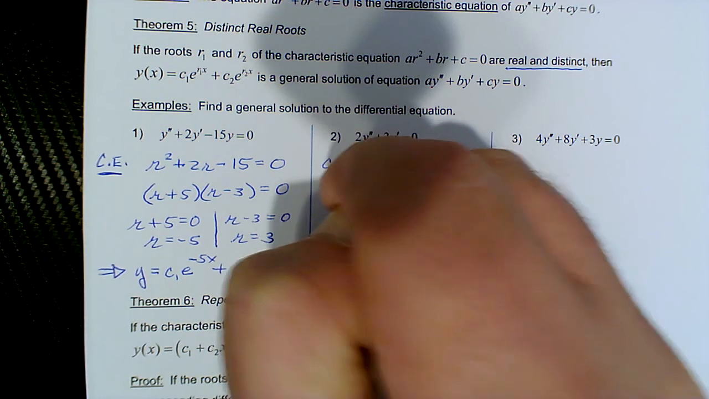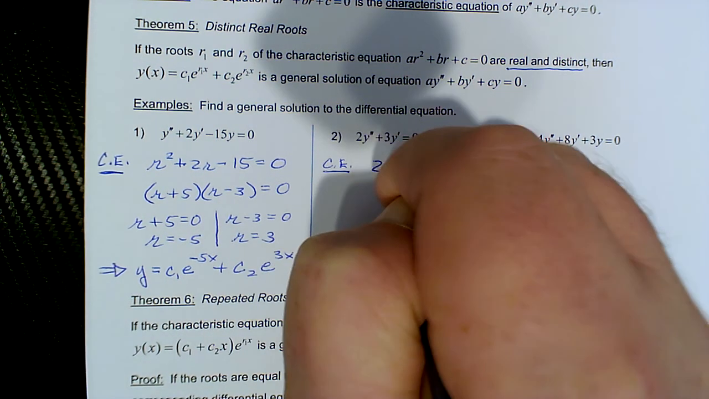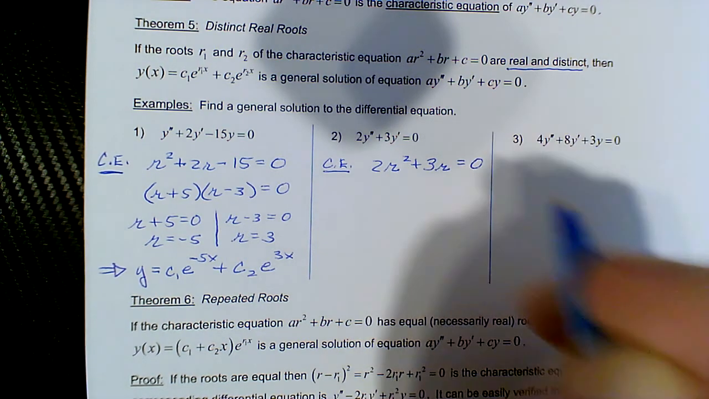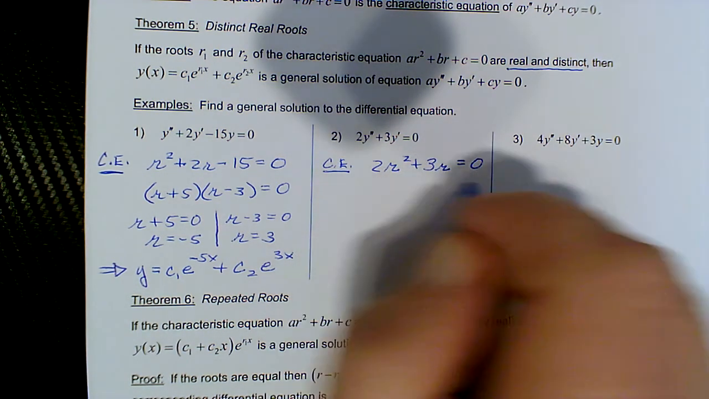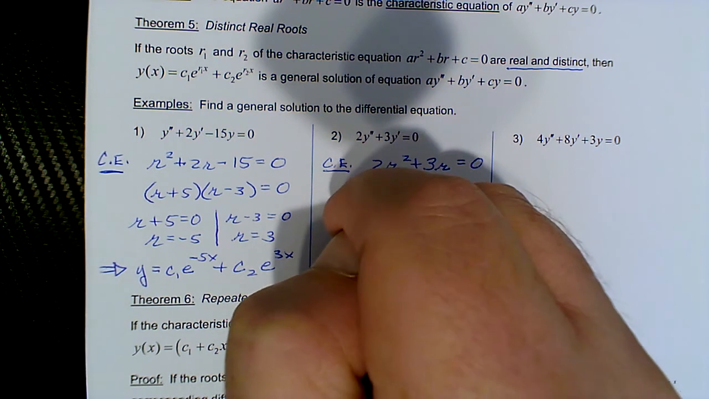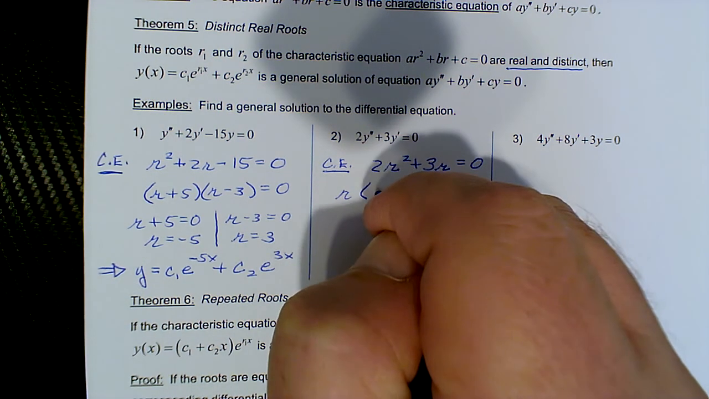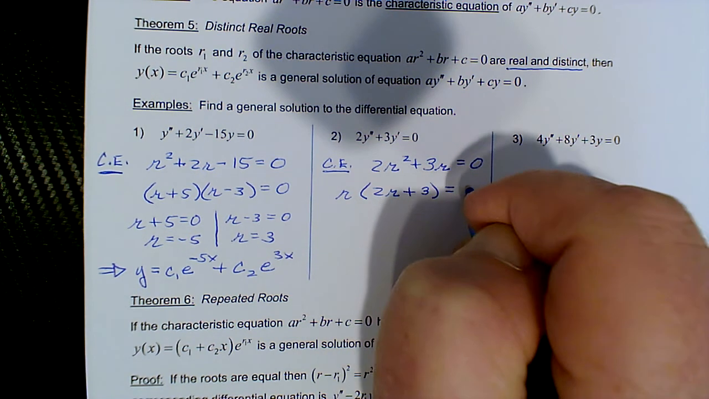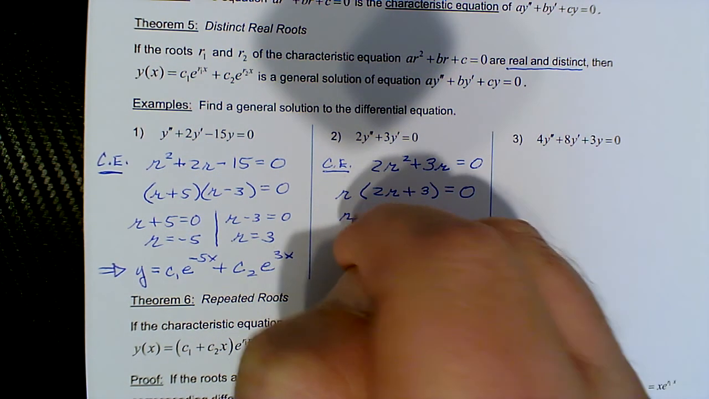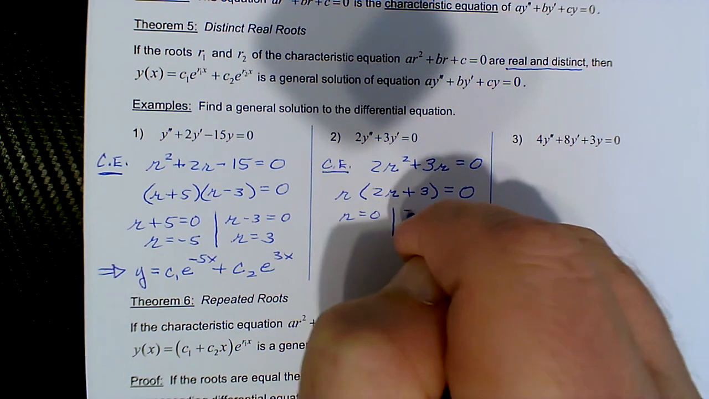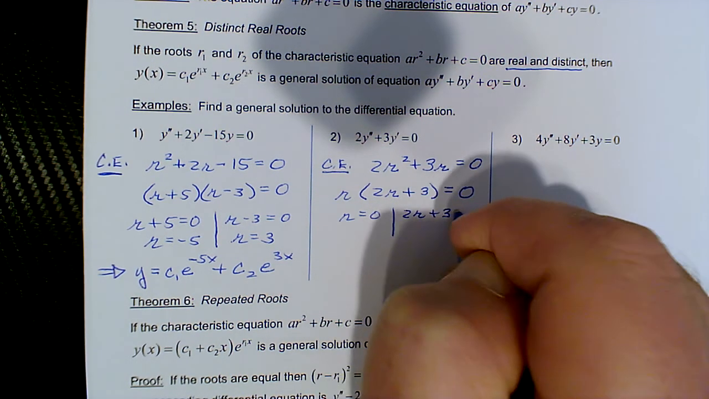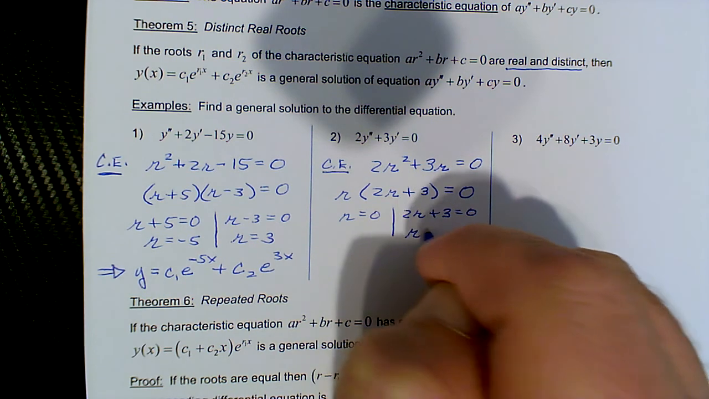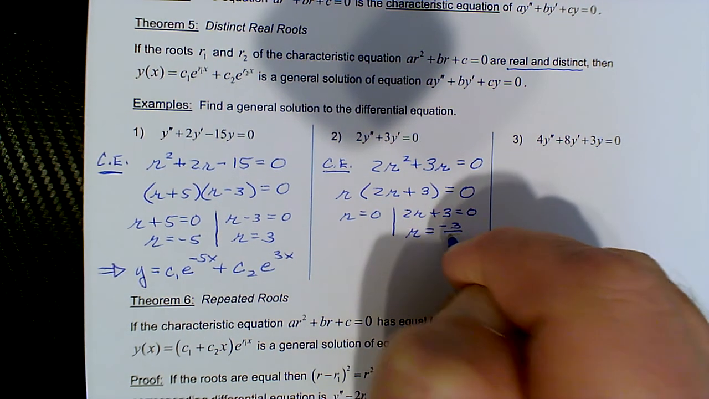Characteristic equation first, in this case 2r squared plus 3r equaling 0. Okay, remember the first thing you look for when factoring is the greatest common factor. So in this case we have to factor out an r, and then we have the quantity 2r plus 3 is 0. Set each factor to 0 again, so r is 0, 2r plus 3 is 0, so 2r would be negative 3, and r is negative 3 halves.